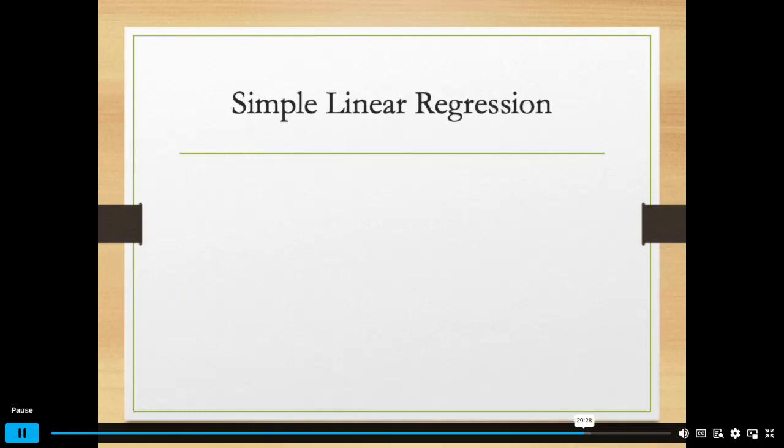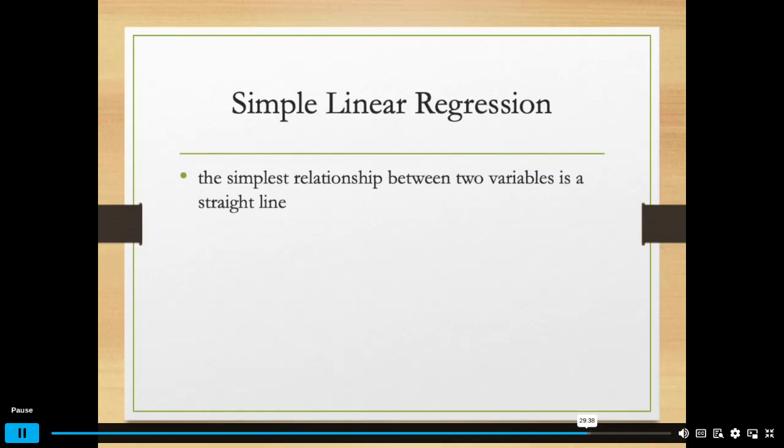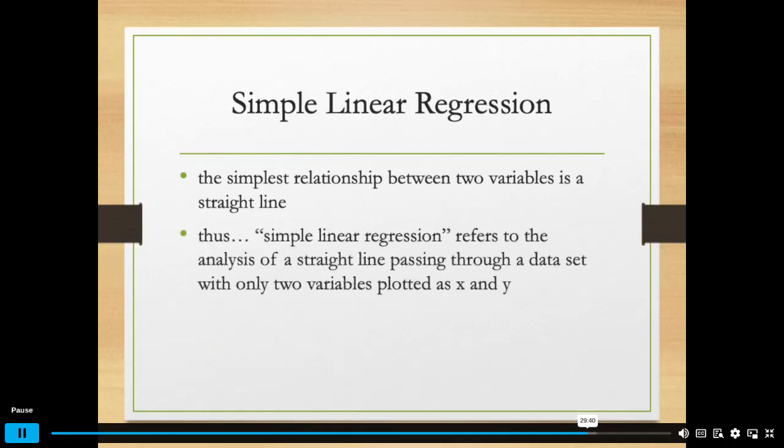As you might guess from the term linear regression, we're going to start with regression as it relates to a straight line. So this means that simple linear regression refers to the analysis of a straight line passing through a data set in such a way as to best predict the values within that data. The line of best fit is the line that best fits with our data in terms of minimizing error in the prediction of y using x.